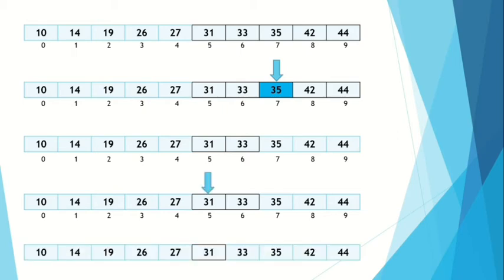We compare the value stored at location 5 with our target value. We find that it is a match. We conclude that the target value 31 is stored at location 5. Binary search halves the searchable items and thus reduces the count of comparisons to very few numbers.